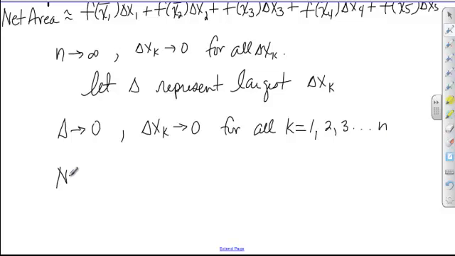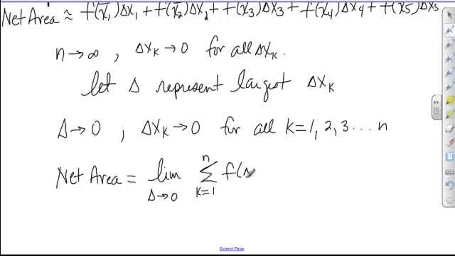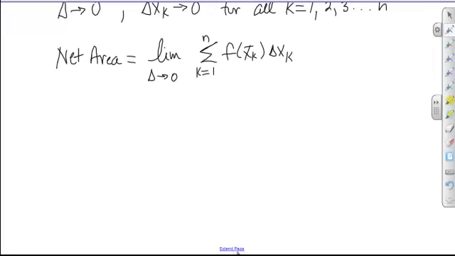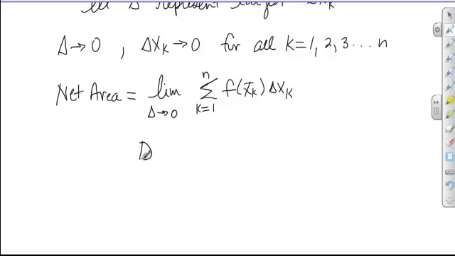So the net area, and I'm going to use my summation notation, will be the limit as delta approaches 0, as the width of the largest subinterval approaches 0, of the sum, k starts at 1 and goes to n, of f of sample point x sub k times delta x sub k. And this limit is called the definite integral.